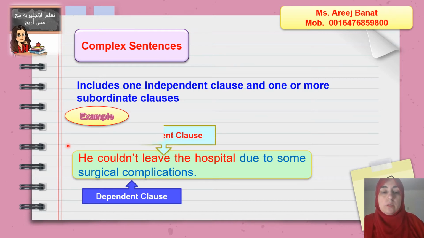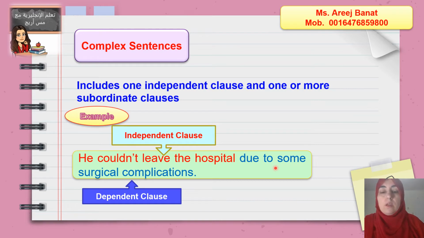Now, if you look closely, he couldn't leave the hospital. Now you can see that this part can actually be a sentence on its own. It means you can take it, put it aside, and it stands as an independent, fully meaningful sentence. Let's look at the second part here, due to some surgical complications. Now if I put this aside as one sentence, due to some surgical complications, there is something missing, right? It feels like it is incomplete.